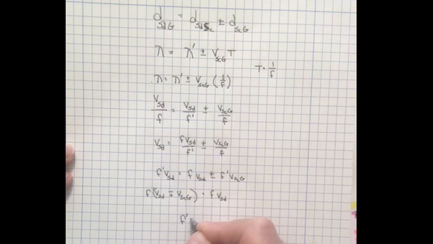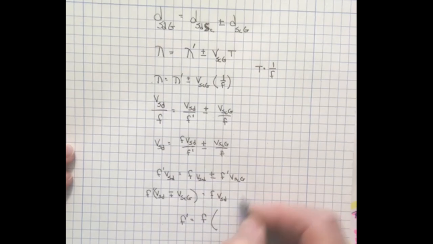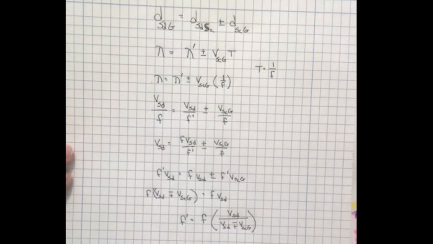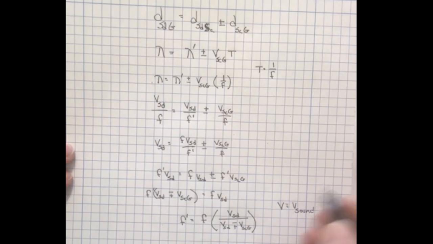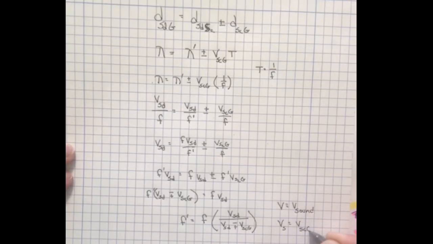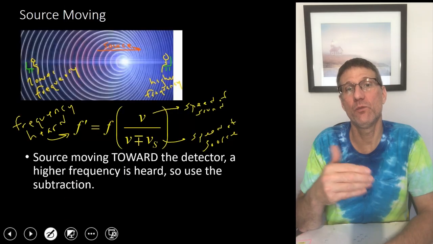So we find that f prime is equal to f times the quantity, the velocity of sound, over the velocity of sound minus or plus the velocity of the source with respect to the ground. So notice it's a little bit different than our equation in the slideshow, where v is the velocity of sound and vs is what I was using here as the source with respect to the ground. There you have it.